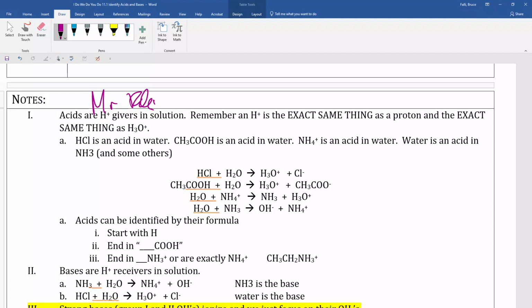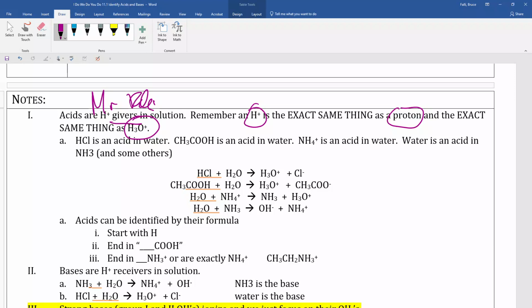Acids are H positive givers in solution. Remember, H positive is the exact same thing as a proton. It's the exact same thing as H3O positive. Completely, totally, 100% interchangeable, just like your parents and Santa Claus. So really, they're the same thing. HCl is an acid in water. That means it's going to give H positive.